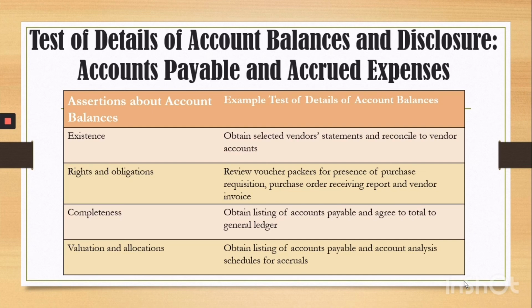Last but not least is the valuation and allocation. Accounts payable and accrued expenses are included in the financial statement, and any resulting valuation or allocation adjustments are appropriately recorded. However, if there is a need for the auditor to perform the test of detail, the auditor may obtain a listing of accounts payable and an account analysis schedule for accruals.